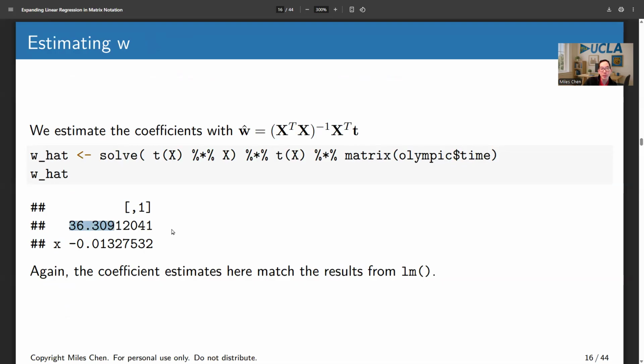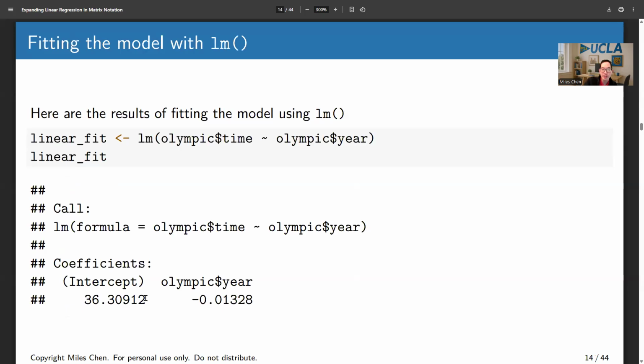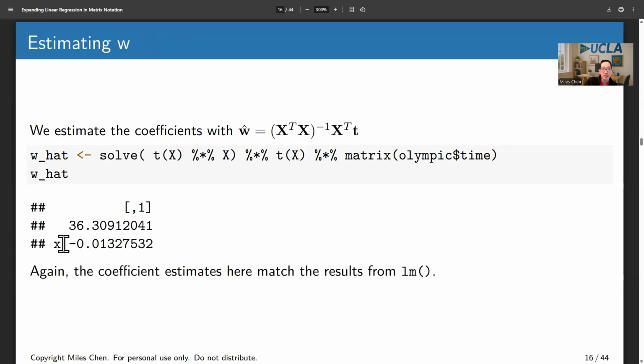I get 36.309 as my intercept, which is exactly what lm says. And my slope, negative 0.01328. That's exactly what I have here, negative 0.13275, but if you round off, it's exactly the same, negative 0.1328. Okay, and so when we do our matrix operation, we get results that align with what lm says. So that's a good sign.